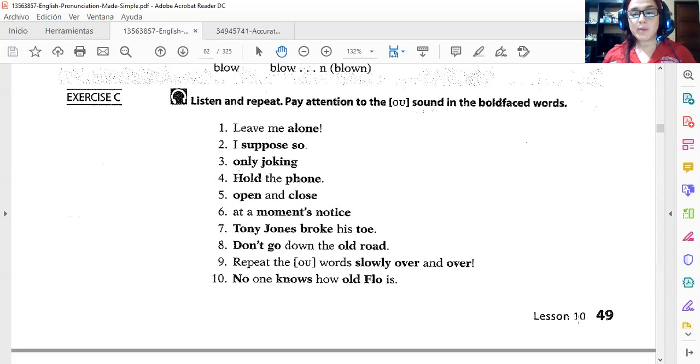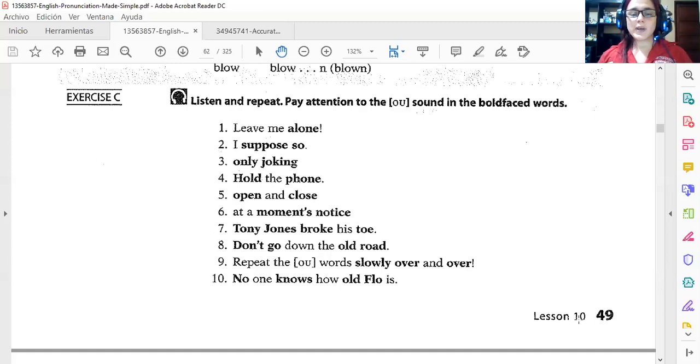So now we have some phrases where we have the bold-faced words containing the sound O. I'm going to read each of them again. Number one is, leave me alone. Number two, I suppose so. Three, only joking. Four, hold the phone.